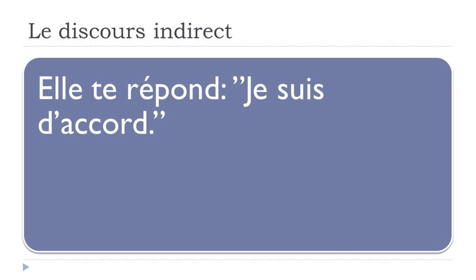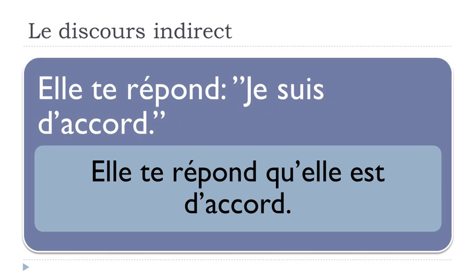So I wanted to first show you this simple example, because we've got this sentence: Elle te répond, je suis d'accord. Okay, so répondre is to answer, te is for you, so she answers you. Je suis d'accord, in French, is I do agree.